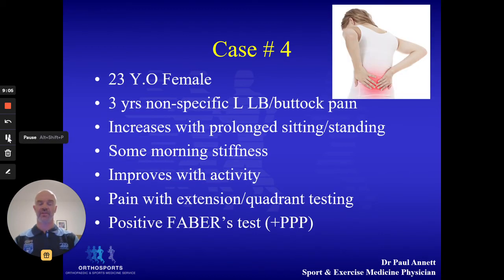The next case is a 23-year-old female who presented with a 3-year history of non-specific left lower back and buttock pain. She noticed the pain was worse with prolonged sitting and standing, and there was some morning stiffness for around 30 to 60 minutes. She felt her pain did improve with activity. Clinically, there was pain more on extension and quadrant testing, and she had a strongly positive Faber's test, so putting the hip in a position of flexion, abduction, and external rotation. In addition, she did have a positive posterior pelvic provocation test.